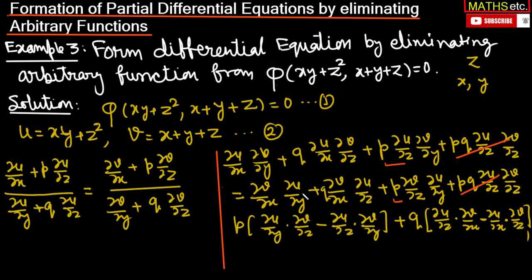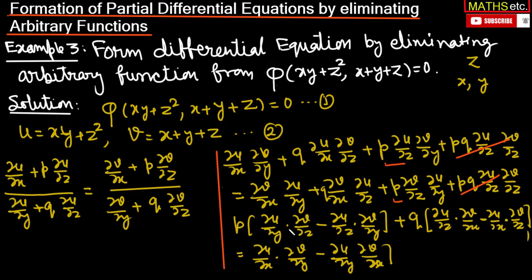Okay, now those terms that do not involve the p and q variables, we are bringing them to the other side. So on the right hand side, we will have this term and this term. So we write it as del u over del x multiplied by del v over del y, minus del u over del y multiplied by del v over del x.